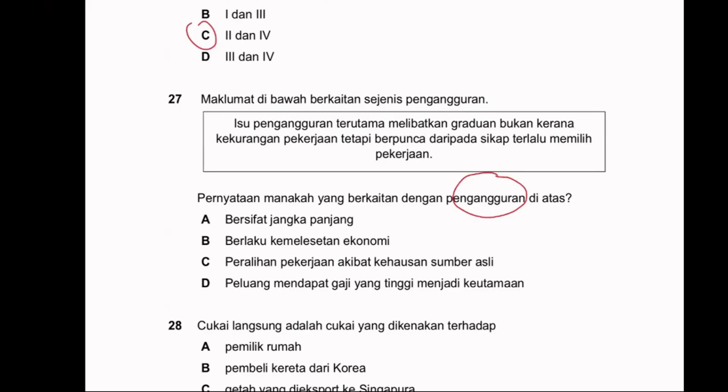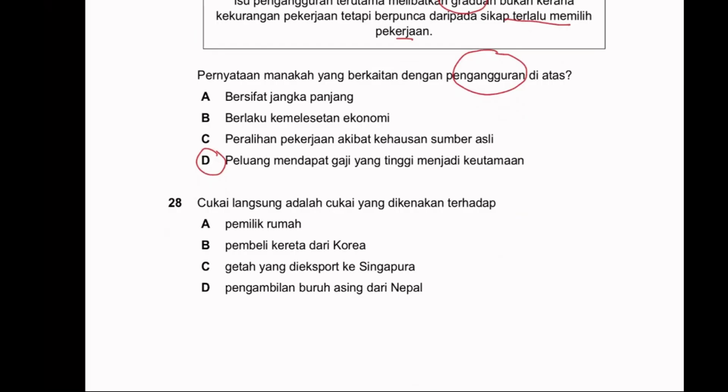Pengangguran di atas. Isu pengangguran terutama melibatkan graduan, bukan kerana kekurangan pekerja, tetapi sikap memilih pekerja. Yes. So which one related to this? Because they want to get a higher pay. Jangka panjang normally is when berstruktur. Kemelesetan is kitaran. Okay. Beralih kerja akibat kehausan. Okay, that one is berstruktur. A and C normally are berstruktur.